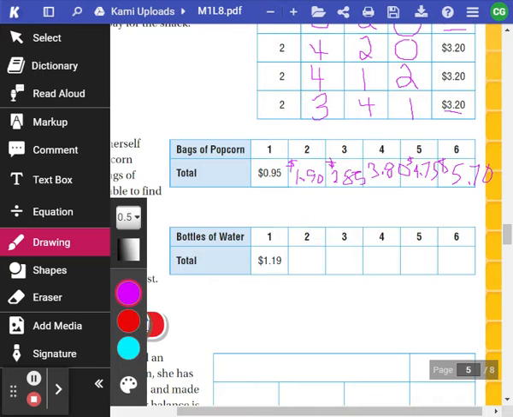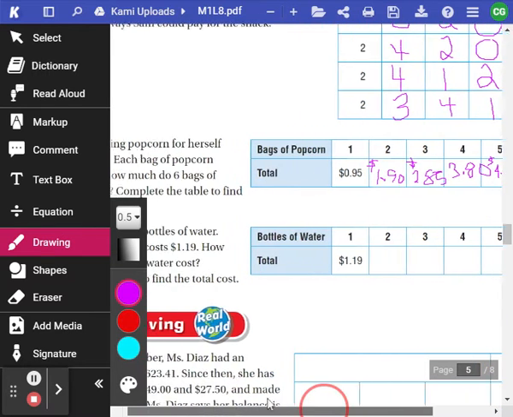6 times 9 is 54 plus 3, 54. That's 55, 56, 57. I'm moving back in my decimal 1, 2. And do I get the same answer? Absolutely. So I have $5.70. Remember that repeated addition is the same as multiplication. Excellent. All right, let's look at this next one.